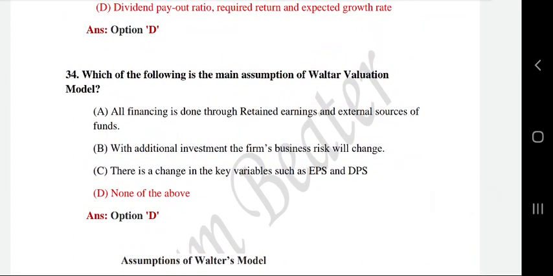Here you can see that none of the above is the answer.